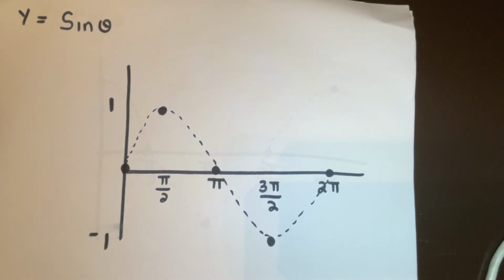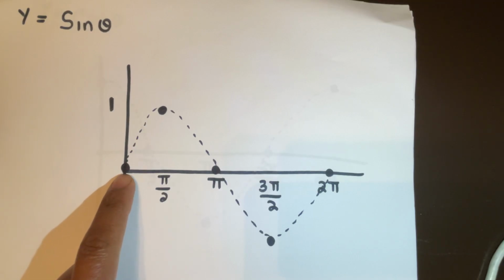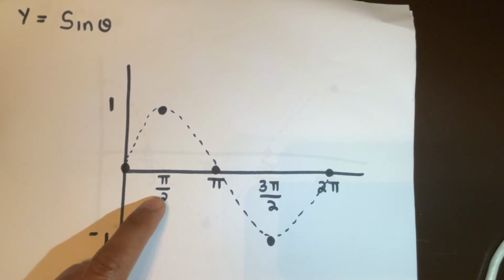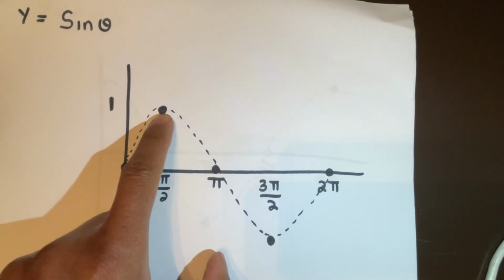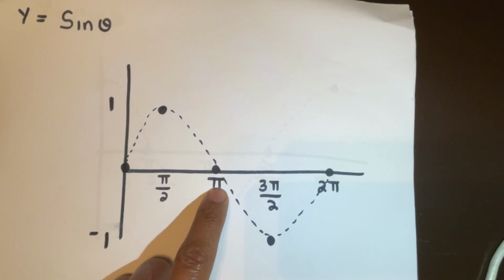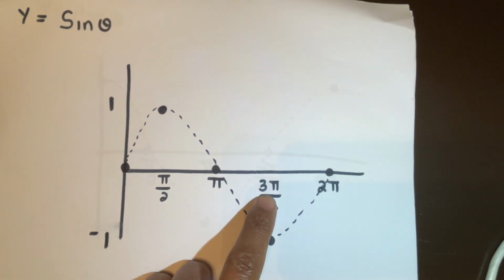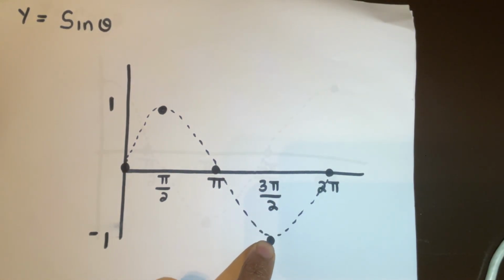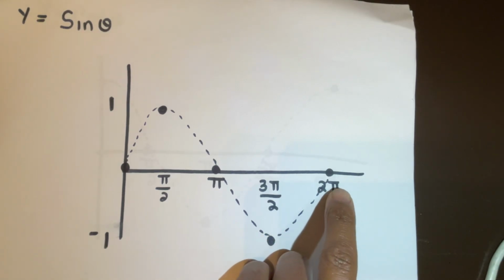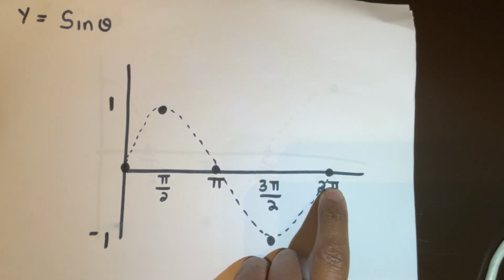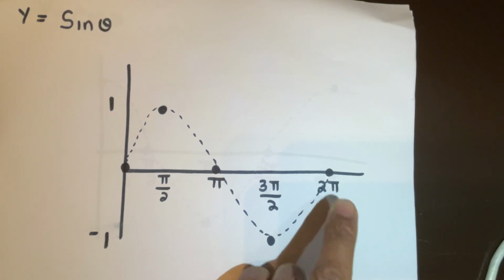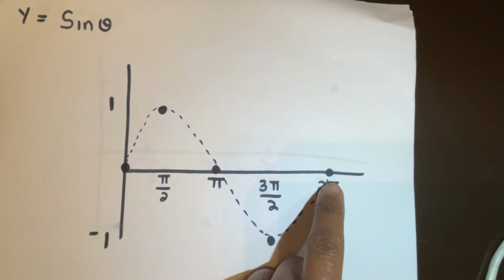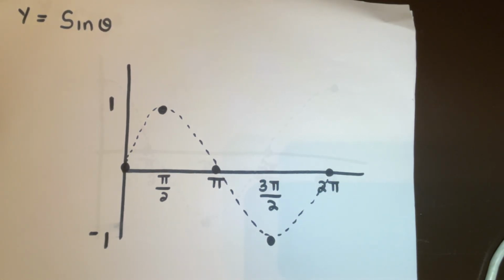This is the graph of sine. So you start off at 0. So the sine of 0 is 0. Then you go to the sine of pi over 2. It is going to be 1. The sine of pi is 0. The sine of 3 pi over 2 is going to be 0. And then the sine of 2 pi is going to go back to 0. So once you get back to the original value, then you've made one complete period.